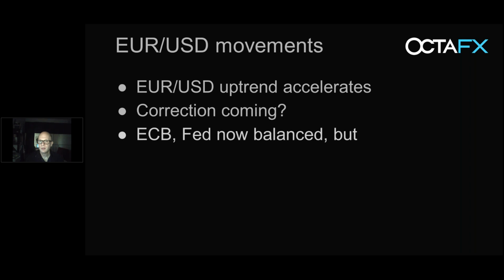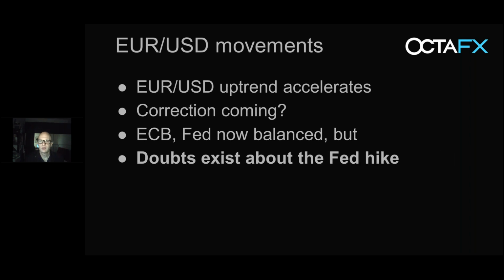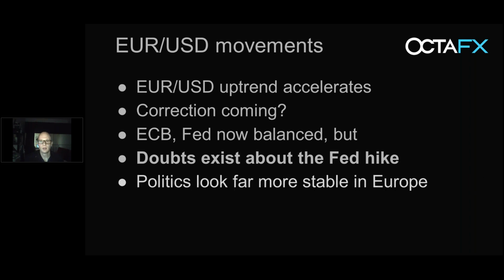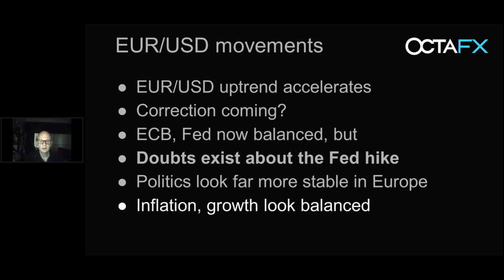The ECB, the European Central Bank, and the Federal Reserve, the central banks are balanced, but again, doubts exist about the Fed hike. And politics, that's a clear winner for the Eurozone after the French elections and with everything going around Trump. Okay, and also inflation and growth look a bit more balanced now. So maybe the euro lost its big advantage, especially in growth. But anyway, things are looking a bit brighter this summer in the Eurozone.